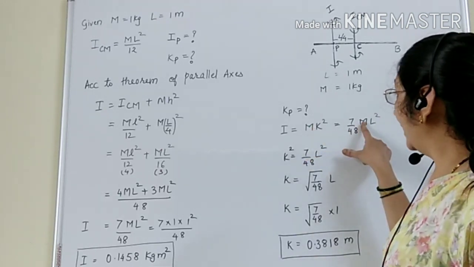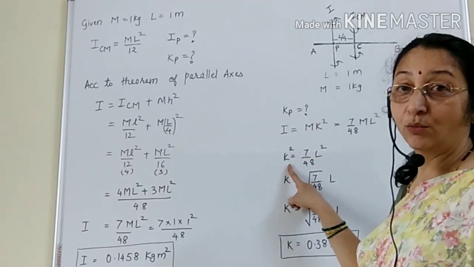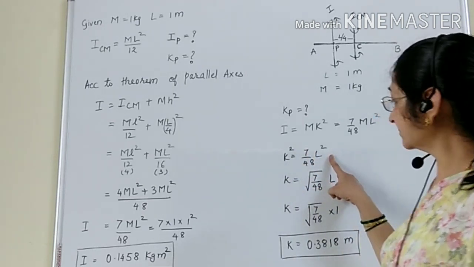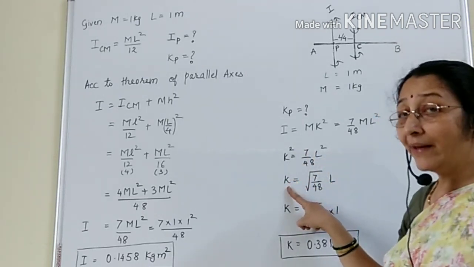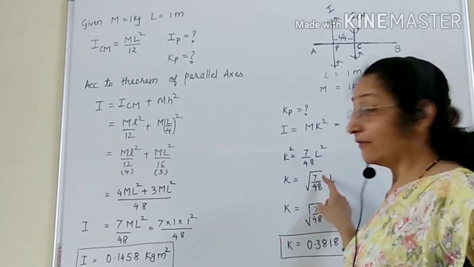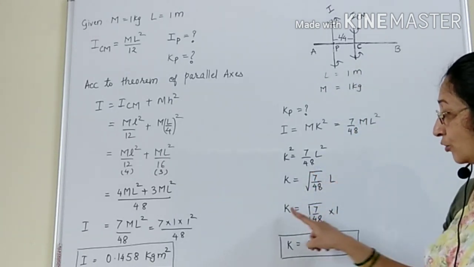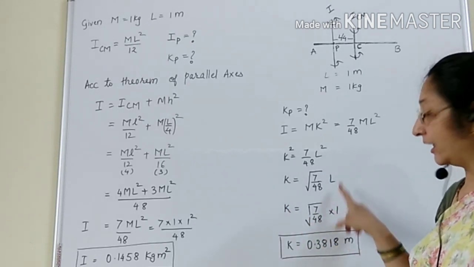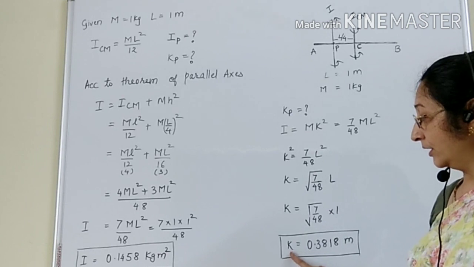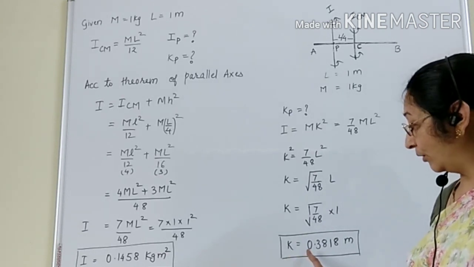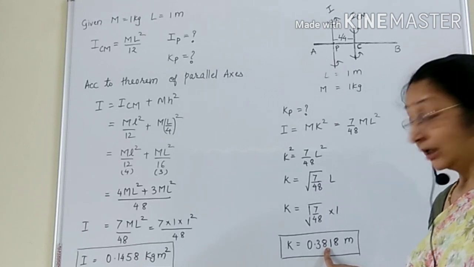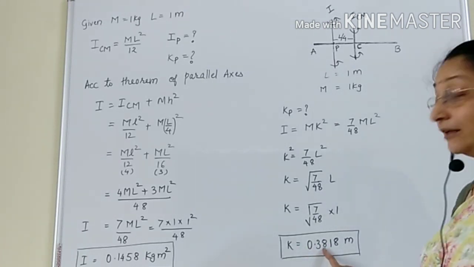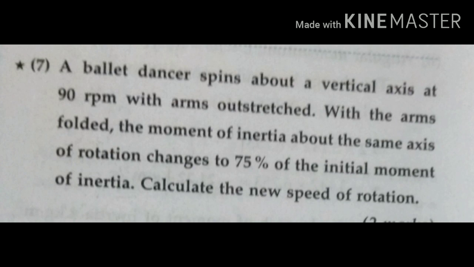Now from here m cancels, so we get k square is equal to 7 upon 48 L square. Taking the square root, k is equal to under root of 7 upon 48 L. So k is equal to under root of 7 upon 48, the value of L is 1. Finding the square root, we get k equal to 0.3818 meter.